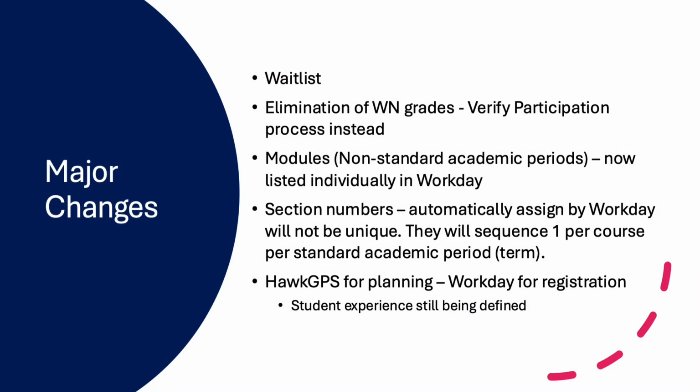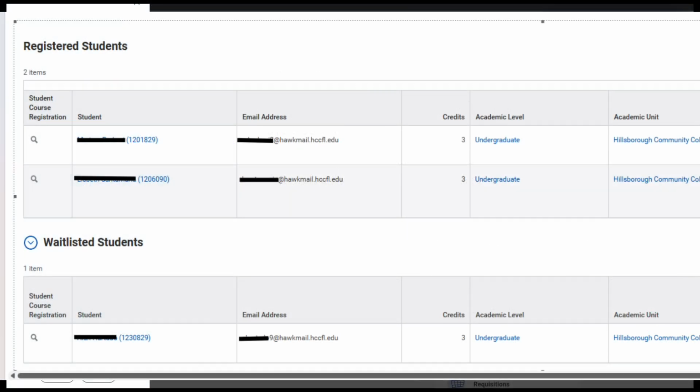Workday comes with some other exciting changes, such as a new waitlist functionality that will allow students to add themselves to the waitlist. When a seat becomes available, a student will receive a notification and he or she will have 24 hours to register before the seat is offered to the next student on the list.